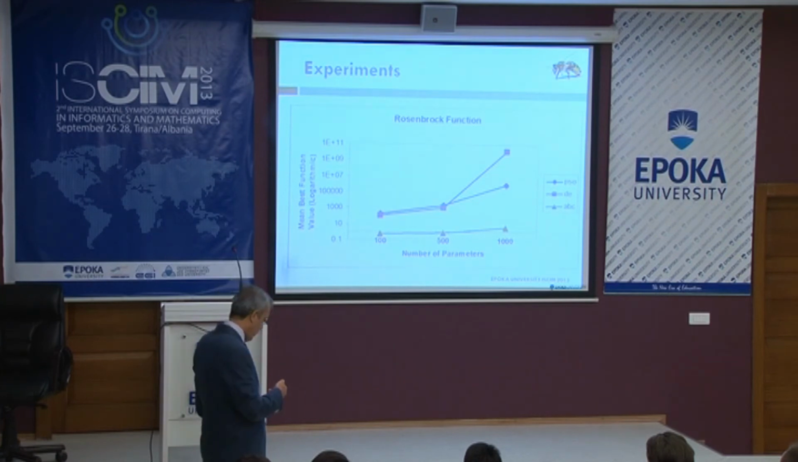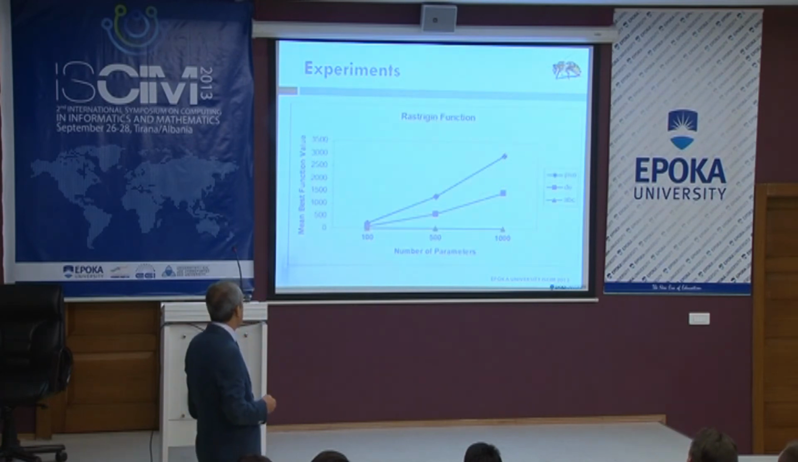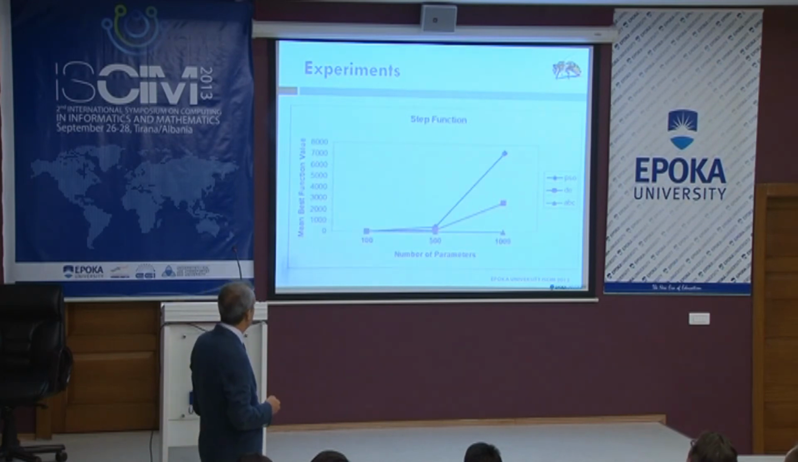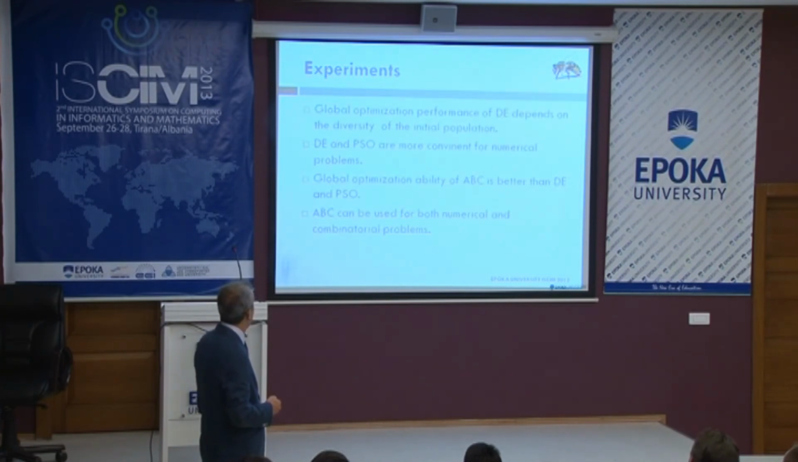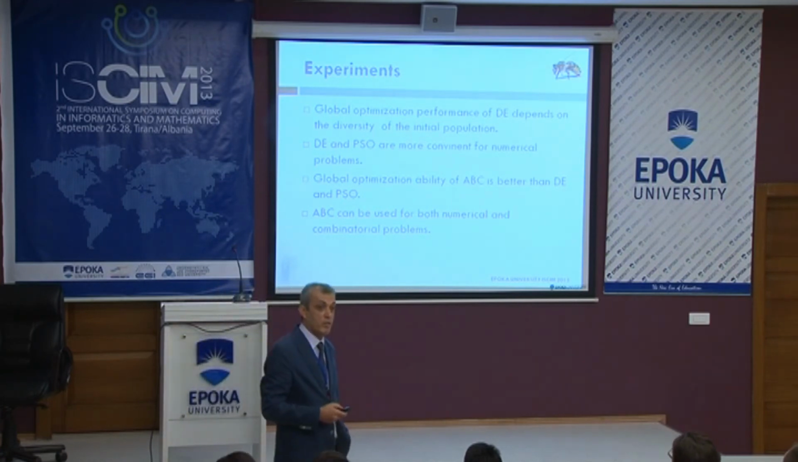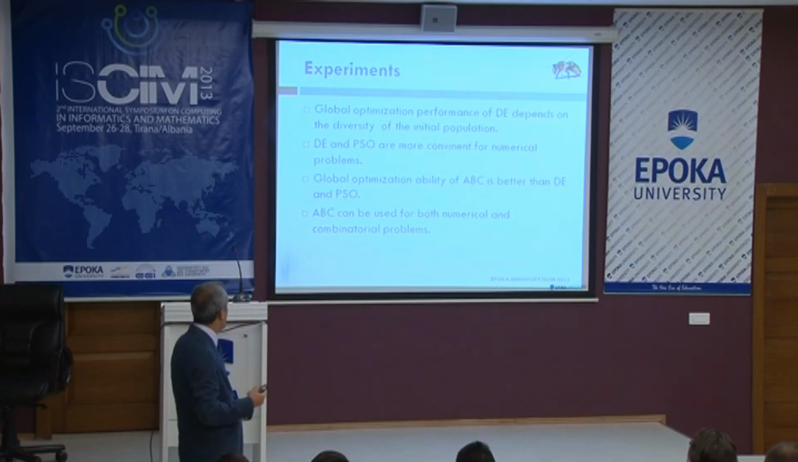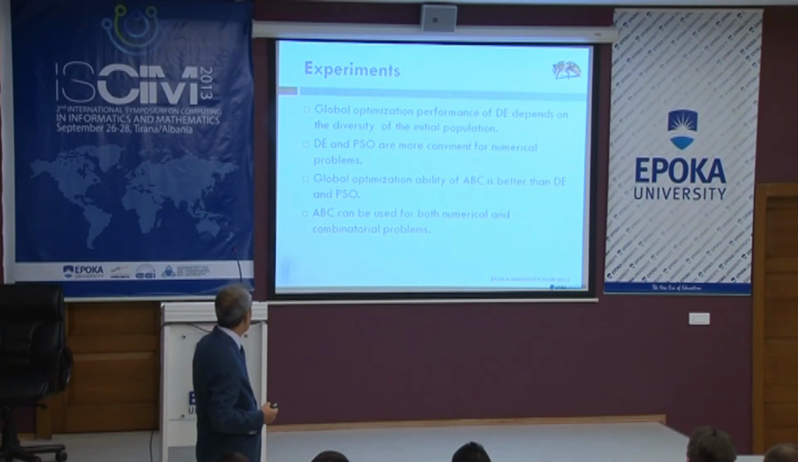And for Rosenbrock, again, simulation results using 100, 500, and 1000 parameters. Rastrigin function, Schaffer function, Ackley function. From these simulation results, we can draw some conclusions.